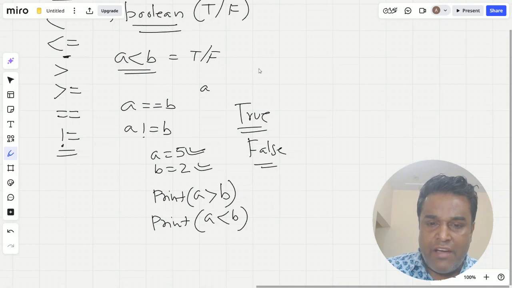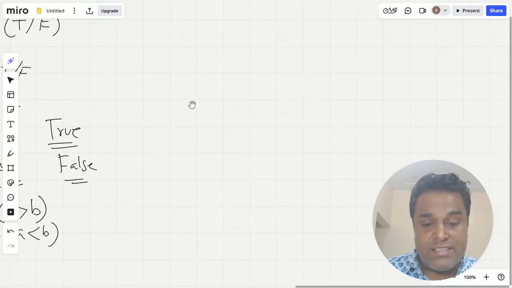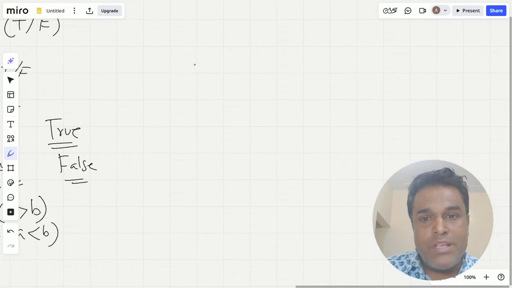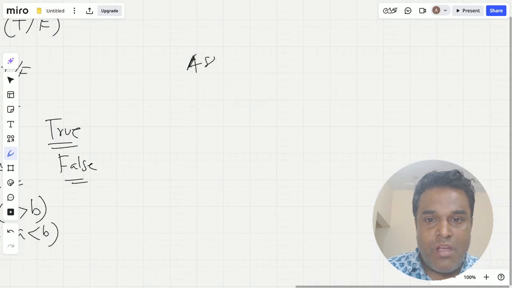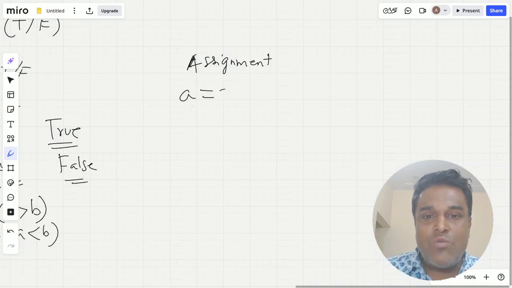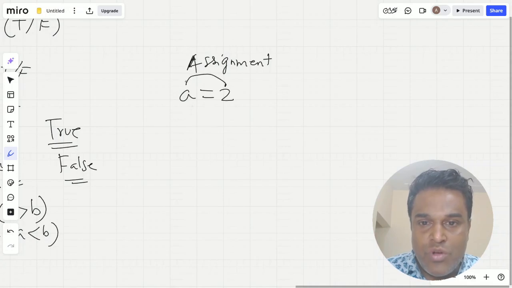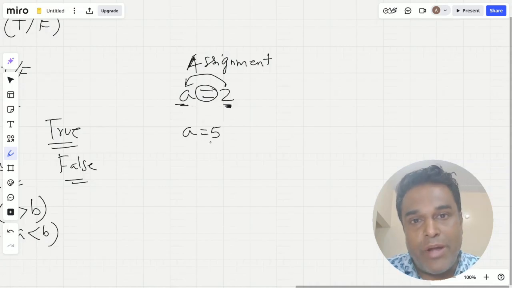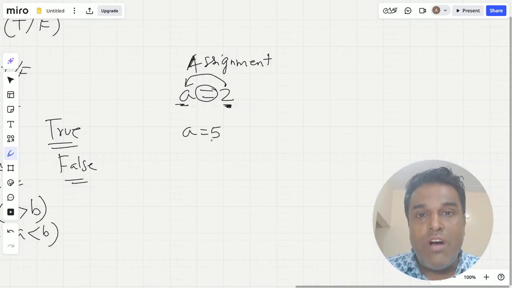Now the third one that we are using is the assignment operator. We have already used this. When we normally say A equal to 2, what we are doing here is assigning the value 2 to A, from the right hand side to the left hand side. This single equal to is an assignment operator. So A is equal to 5 becomes an assignment operator. We are assigning a value to a variable.